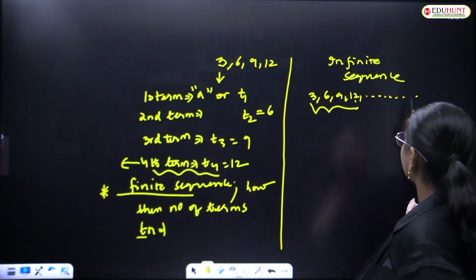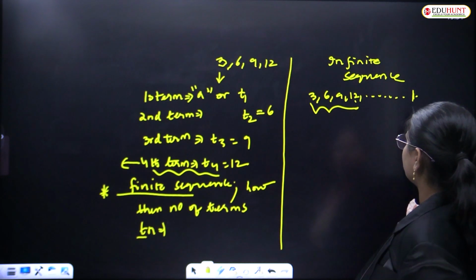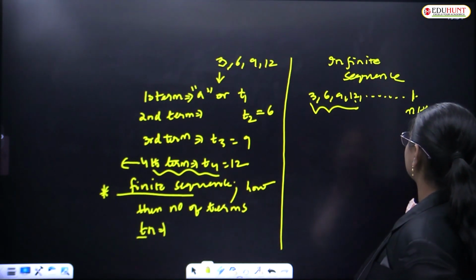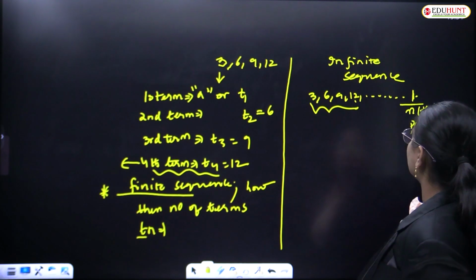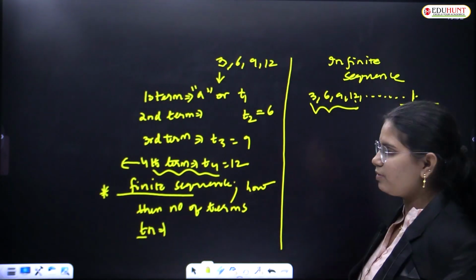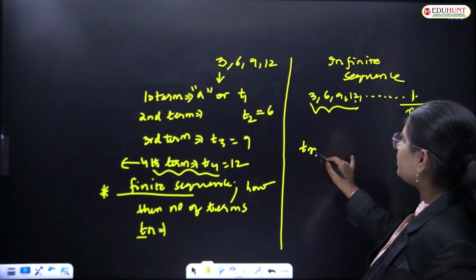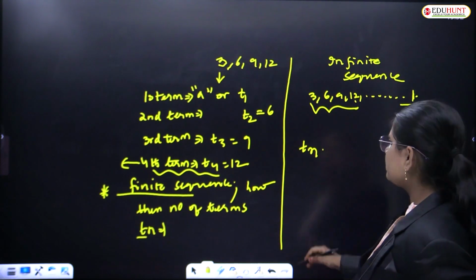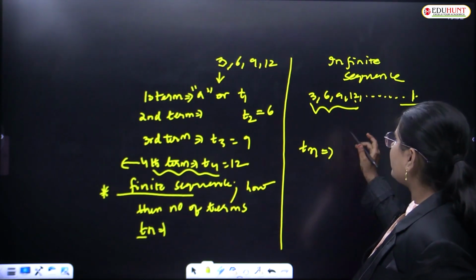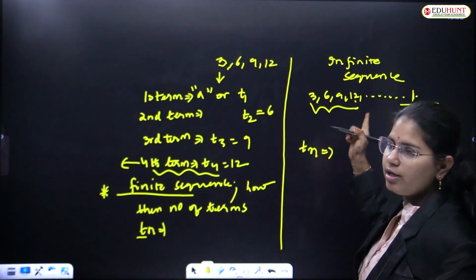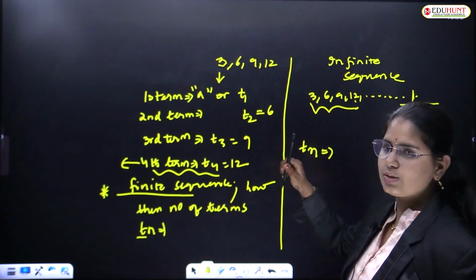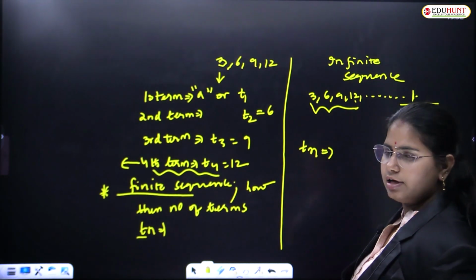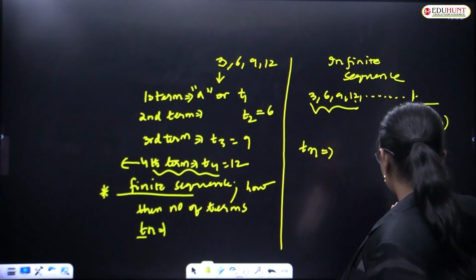Suppose, what will be the value at the nth position? Let me take it as the nth position, and you need to find the value of the term at the nth place. How will you express it? Tn. So, in an infinite sequence, you cannot find the last term Tn, whereas in a finite sequence, you can define the last term. So, that is also a difference, right?